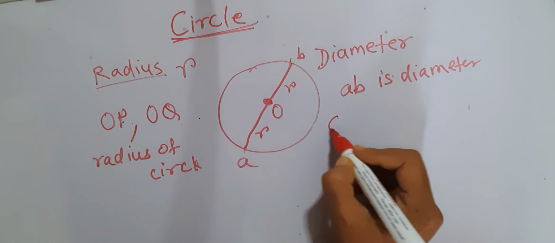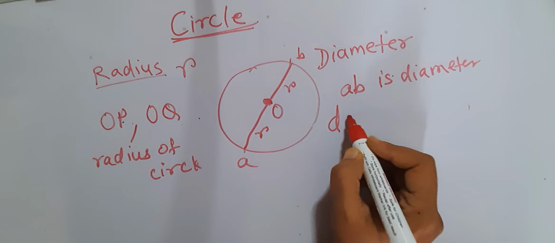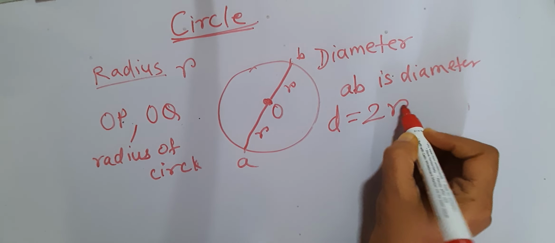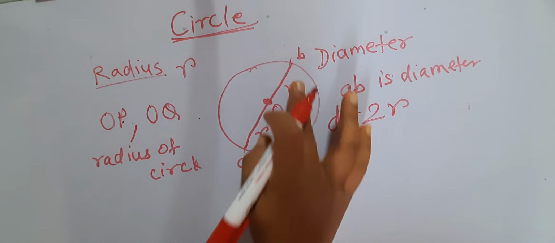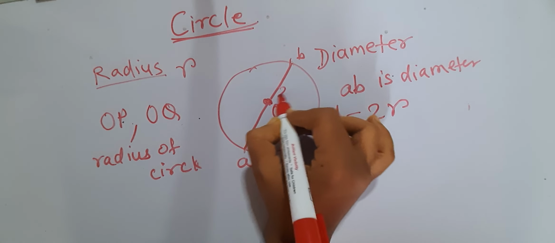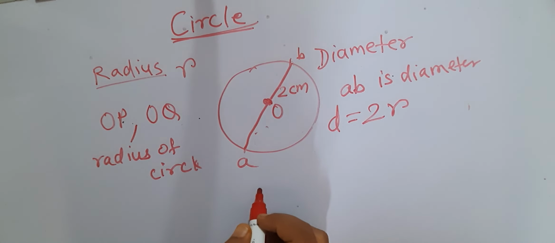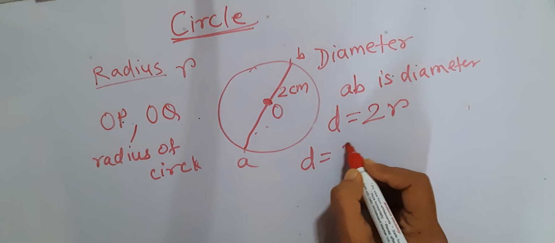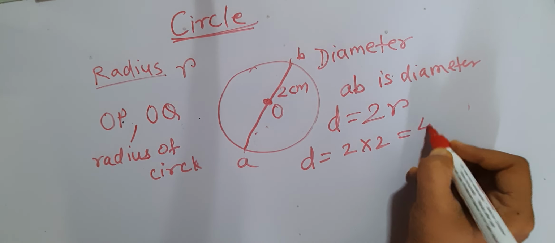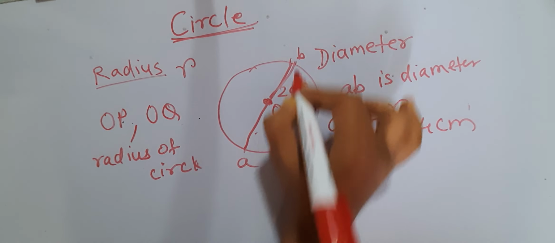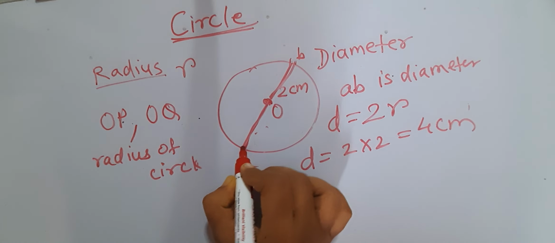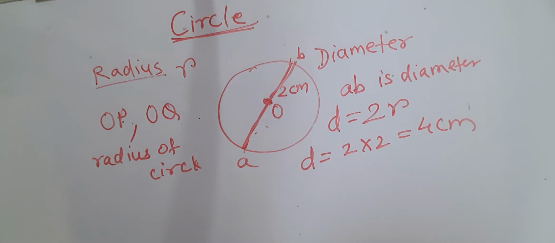Then what I can say is the diameter of circle, which is represented as D, is 2 times the radius of circle. So suppose for this circle the radius is 2 centimeter. Then the diameter of circle will be 2 into 2, that is 4 centimeter. So the formula for diameter is diameter equals 2R, that is diameter equals 2 times the radius of the circle. This is diameter.